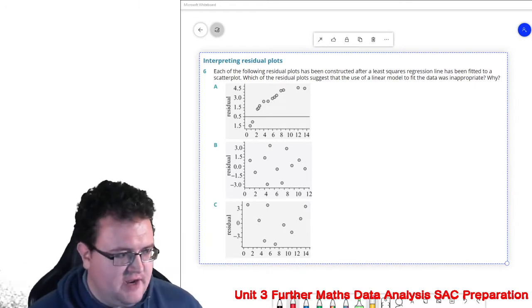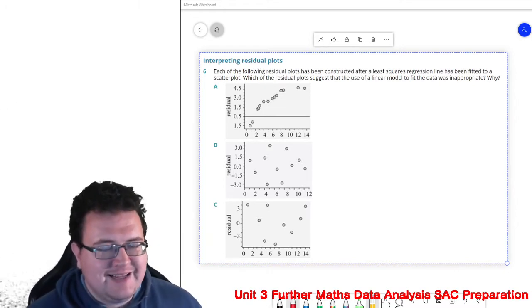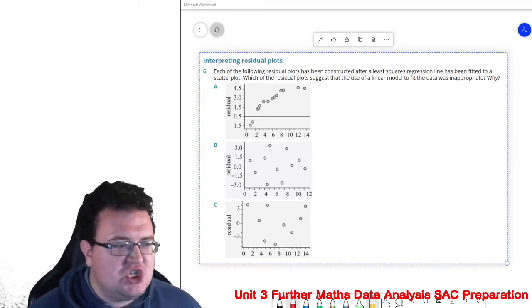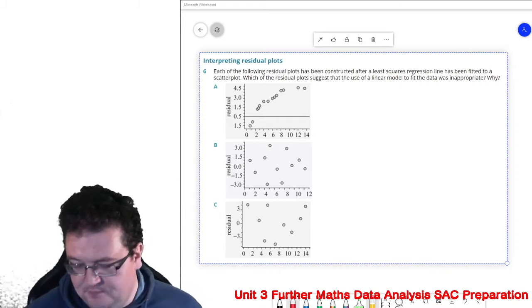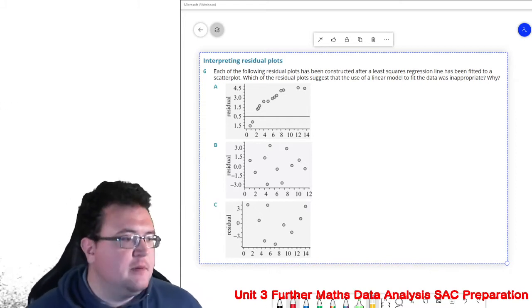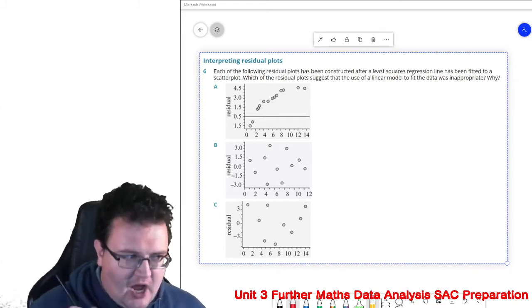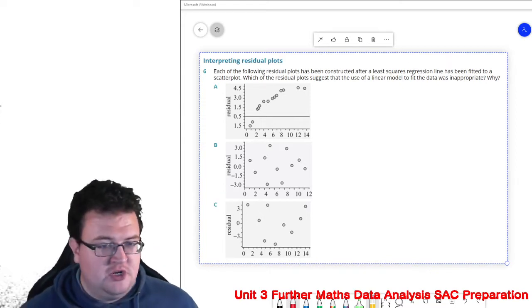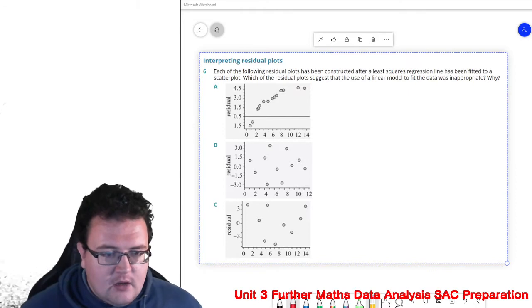Looking at these three, one of them has a clear pattern to it. There is a discernible pattern to it. So I'm going to start at the bottom and work my way up, which is kind of a hint at which one is the one that shouldn't have had a linear model put to it.